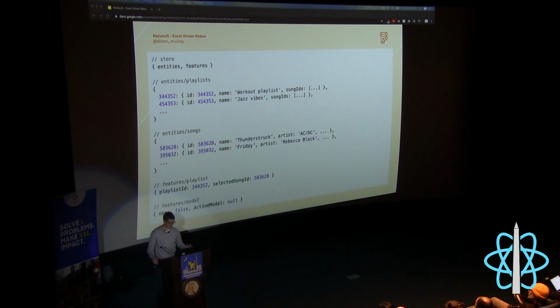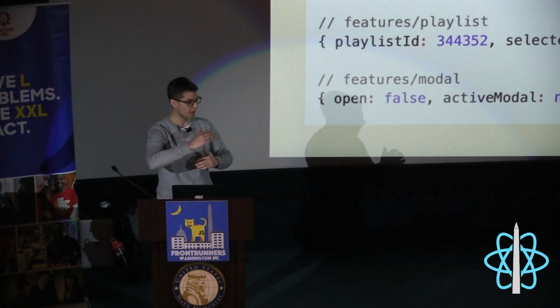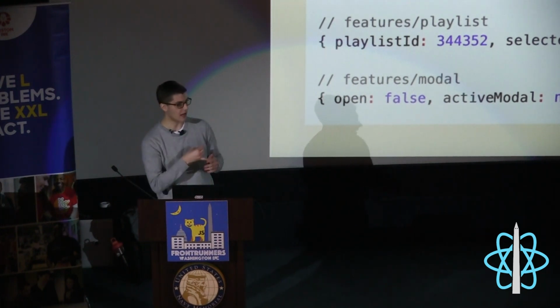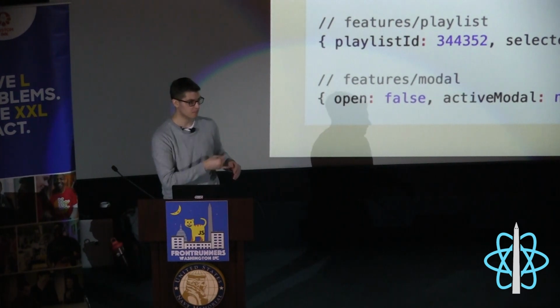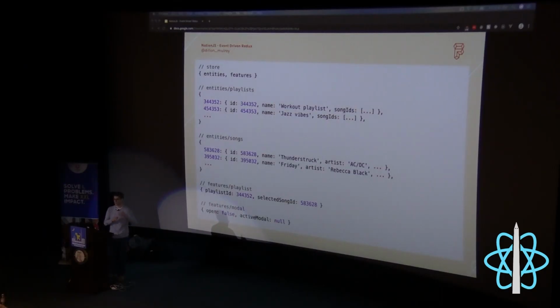The other top-level piece is features, and the best way to describe features is what your components are going to need, like a particular view in your app. You can imagine we might have a playlist view in our app or a playlist component that needs to know what the active playlist you're currently looking at is, and if you're doing anything with a particular song in that, like adding one, hovering one, deleting one, right? We want to know what the selected song is. Another example of this might be a global modal. You're going to want to know if that modal is open, and if it is, what modal component we should currently be rendering.